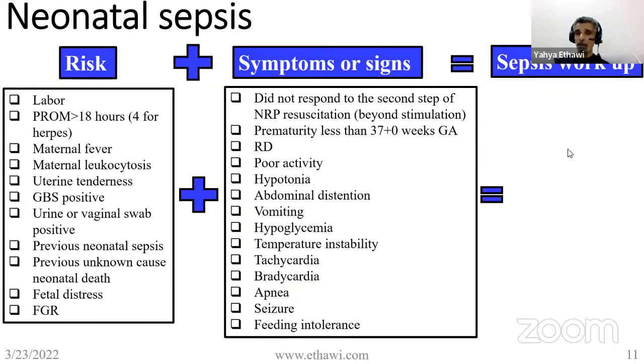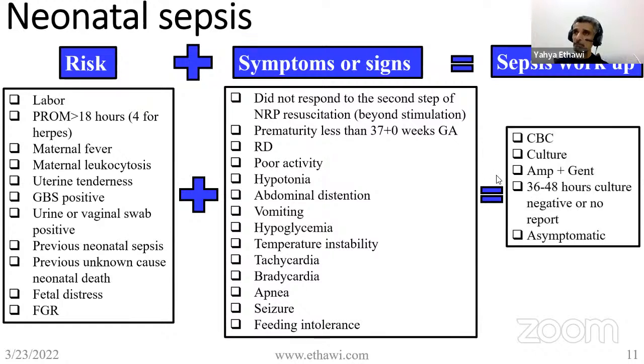So when we say sepsis workup, and it's not septic workup. When we say septic workup, it means that our workup is septic, is dirty. People wrongly say septic workup. It's incorrect. It's sepsis workup. It's workup for sepsis. It's not septic workup. Septic workup means our workup is dirty. So when we say sepsis workup, we mean CBC, culture, ampicillin, gentamicin for 36 to 48 hours if no report or culture negative. And you should never use antibiotics without blood culture.